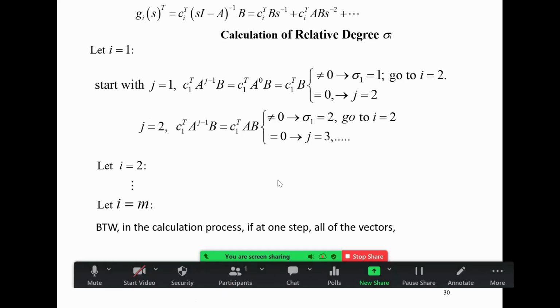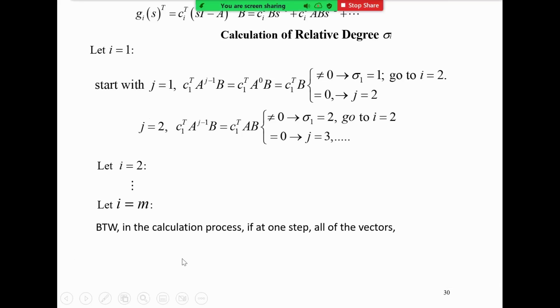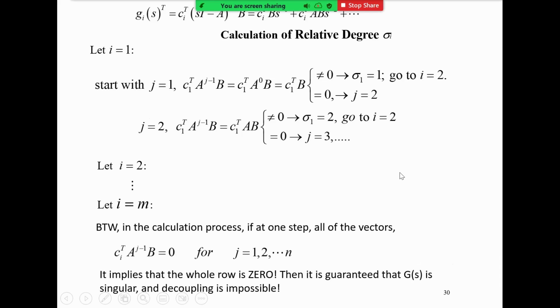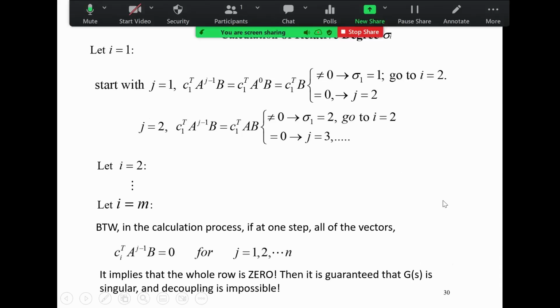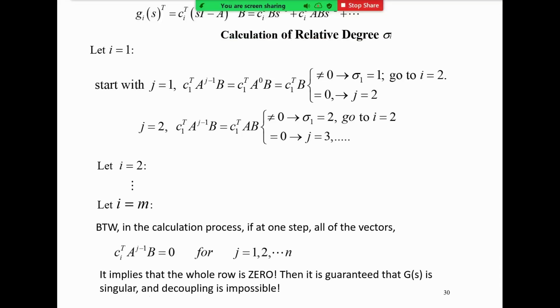In the calculation process, if at one step all of the vectors, say b equals 0, say A squared b equals 0, all of them equal 0, of course, which means the whole row will be 0. For a matrix, if one row is completely 0, of course, that matrix is singular, right? Then you know it is impossible to decouple the system.